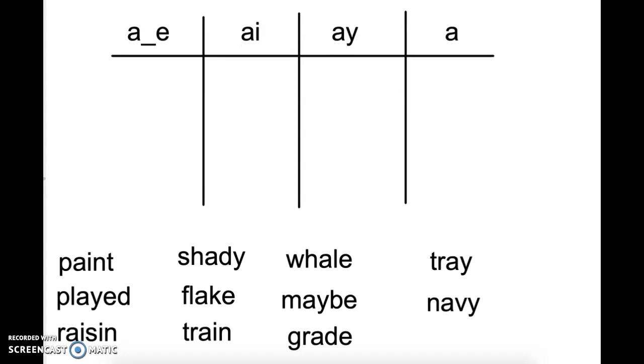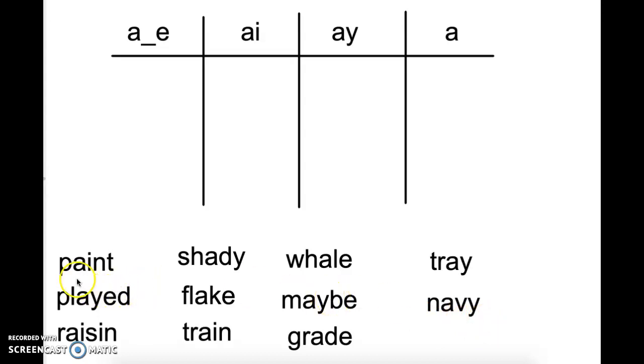Take a look at the words at the bottom. We have the word paint, played, raisin, shady, flake, train, whale, maybe, grade, tray, and navy. Take these words at the bottom and write them in the column that it belongs.